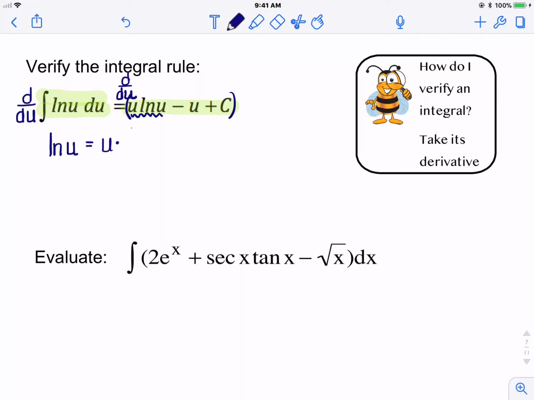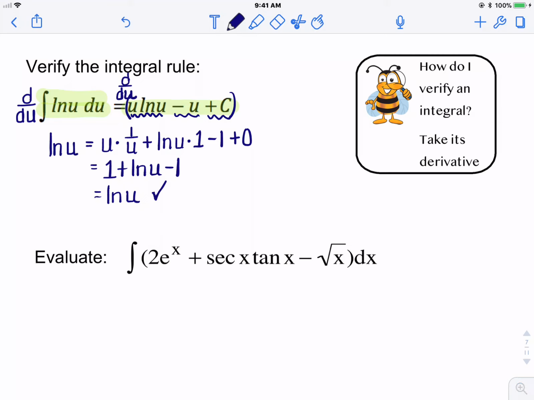First term times the derivative of the second plus second term times the derivative of the first. Now I'm up to this term, so minus 1 for its derivative, plus 0 for the derivative of the constant. And when I go to clean this up, I'm going to get u over u, or 1, plus the natural log of u, minus 1, which is natural log of u.